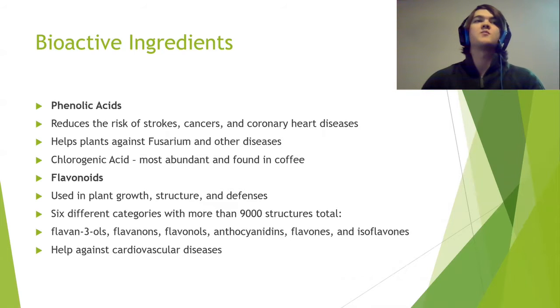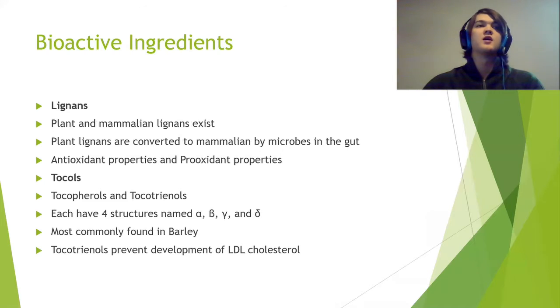Barley contains 6 main bioactive ingredients. This includes phenolic acids, which help reduce the risk of strokes, cancers, and coronary heart diseases; flavonoids, which are used to also help against cardiovascular diseases; lignans, which display antioxidant properties at low concentration, and pro-oxidant properties at high concentration, which are non-beneficial; and tocopherols, which are most commonly found in barley and help prevent the development of LDL cholesterol, which is the bad cholesterol.